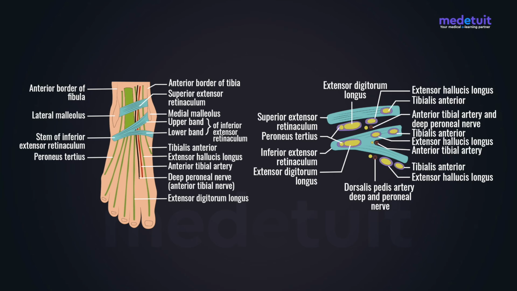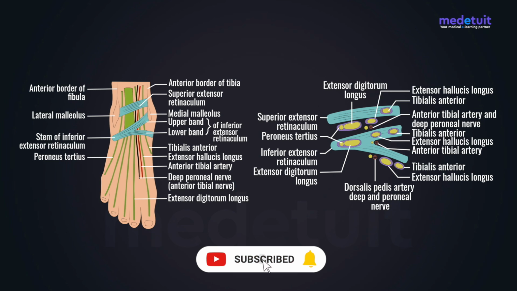Coming to its relations, towards the medial side, it encloses the tibialis anterior tendon. Next, there are deeper structures from medial to lateral side. We have the extensor hallucis longus tendon, extensor digitorum longus tendon and the peroneus tertius tendon. Apart from these tendons, we have the anterior tibial vessels and the deep peroneal nerve, which is situated behind the extensor hallucis longus. The function of this retinaculum is to maintain the position of the tendons in place during dorsiflexion of the foot.